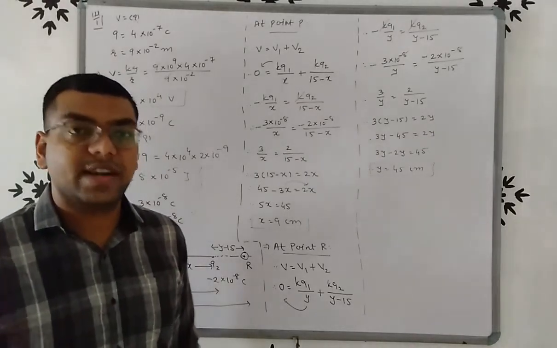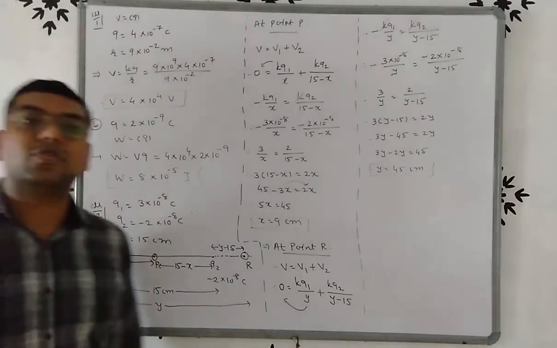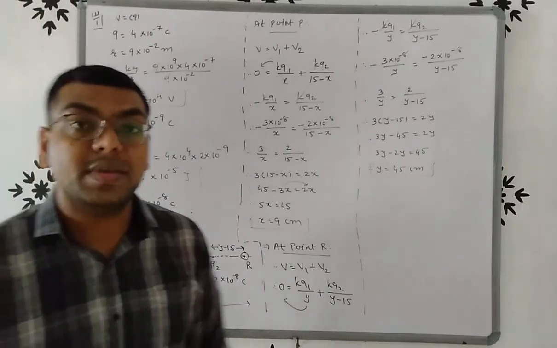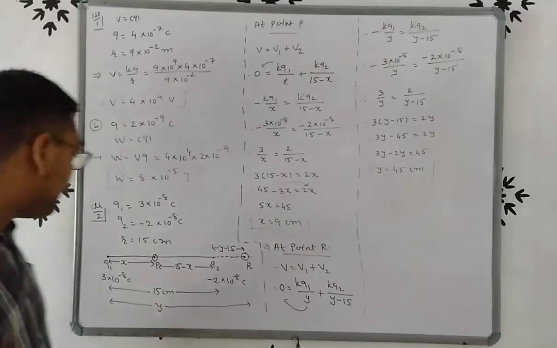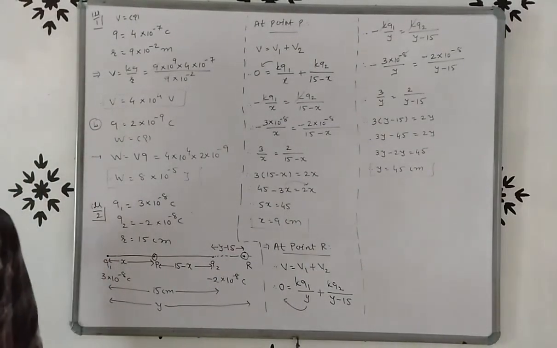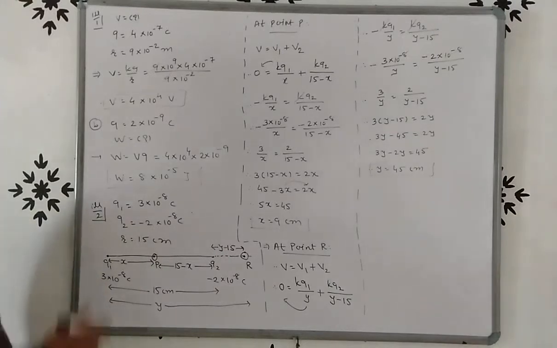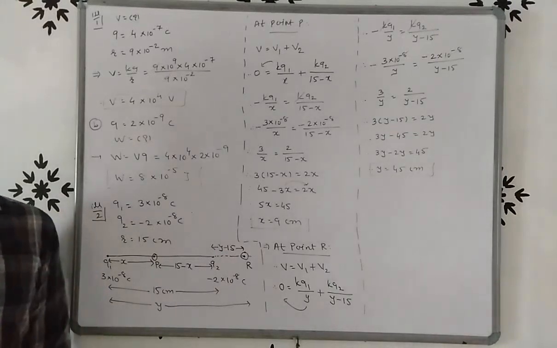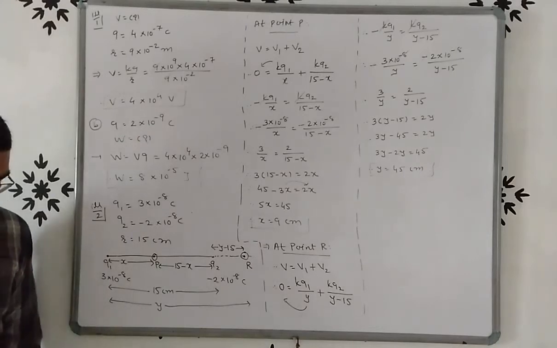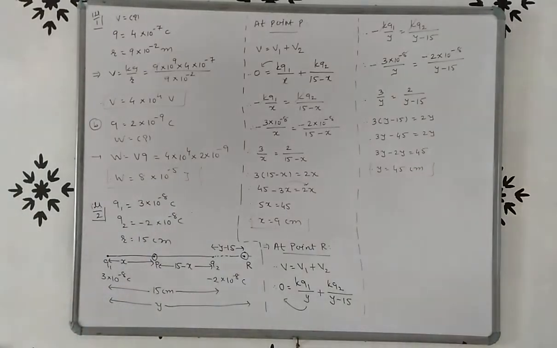Right? Once again friends, on the left hand side you cannot assume that potential is 0, because on the left hand side the distance will be negative. Right? If the distance is negative, the potential will never be 0. So you cannot assume potential is 0 on the left hand side. Right? Now friends, see.